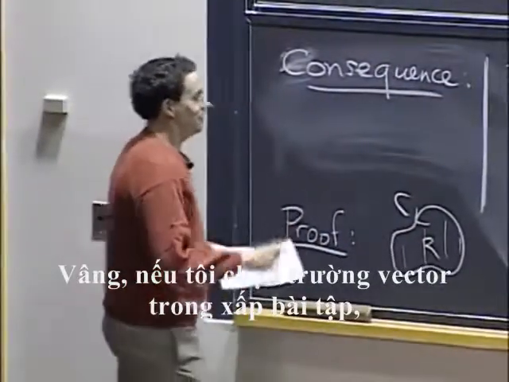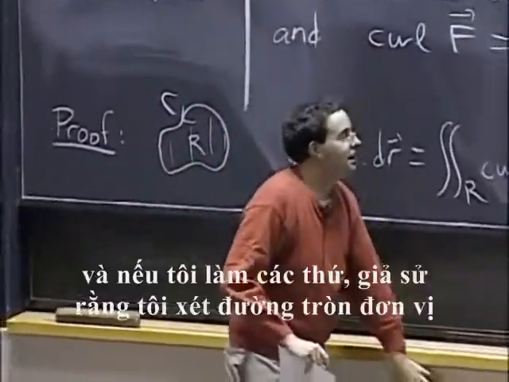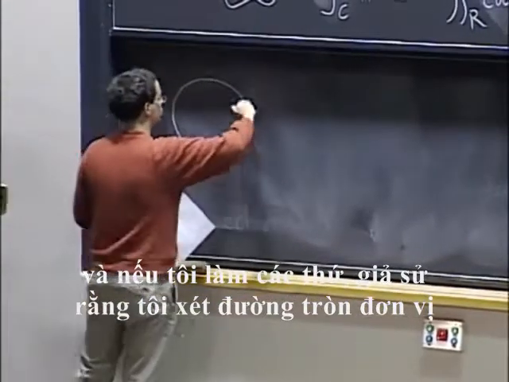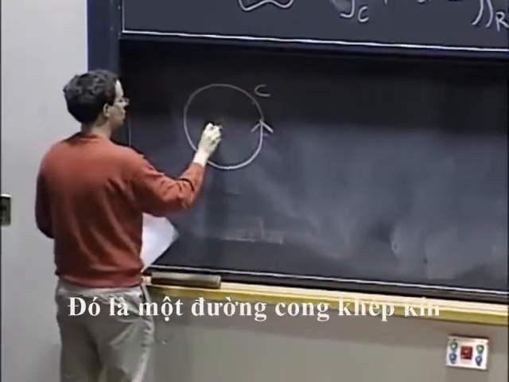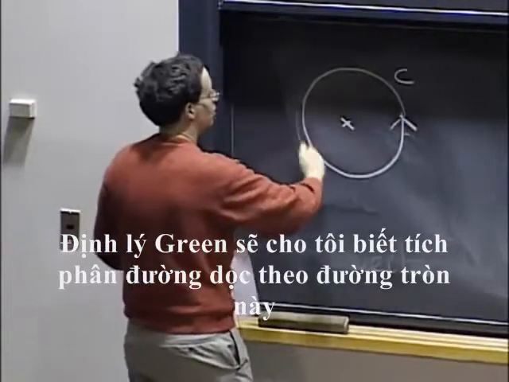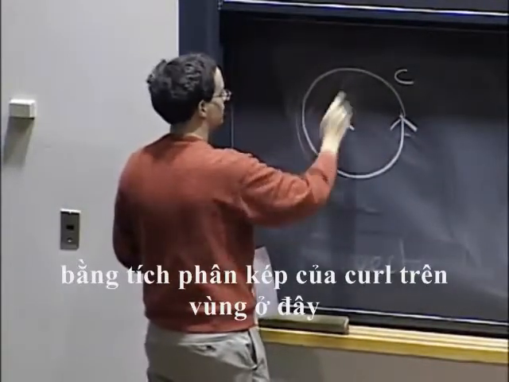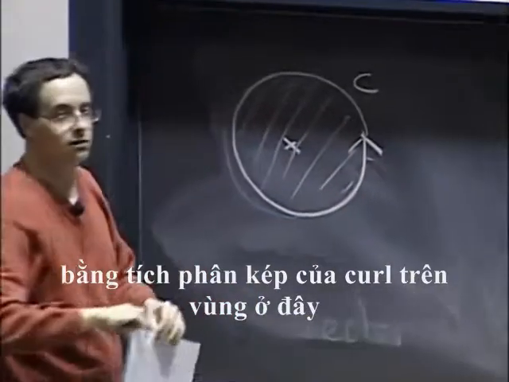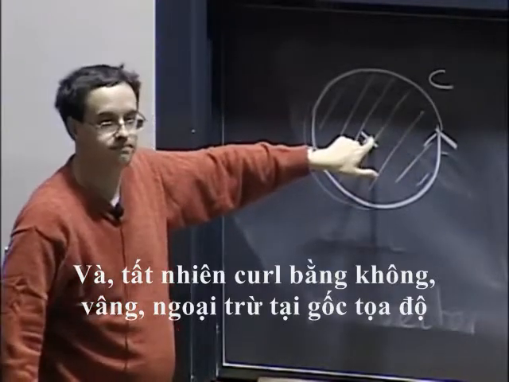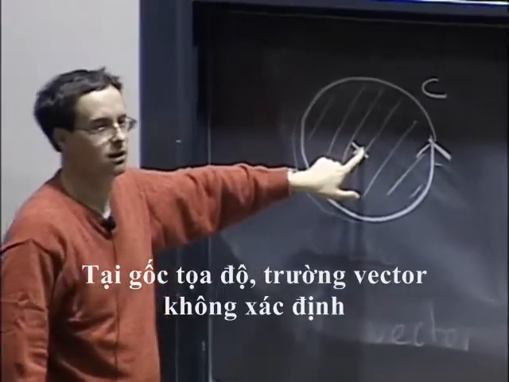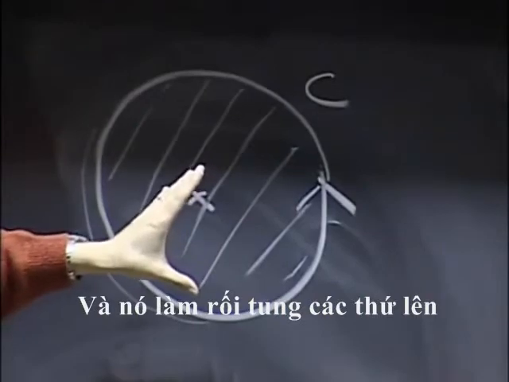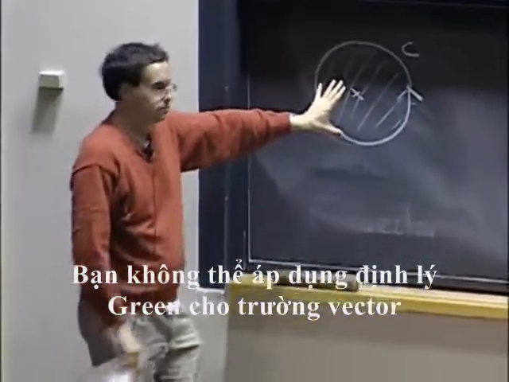Well, if I take the vector field that was on the problem set, and I look at the unit circle, that's a closed curve. So I would like to use Green's theorem. Green's theorem would tell me the line integral along this loop is equal to the double integral of curl over this region here, the unit disk. And of course, the curl is 0, well, except at the origin. At the origin, the vector field is not defined. You cannot take the derivatives, and the curl is not defined. And somehow that messes things up. You cannot apply Green's theorem to the vector field.